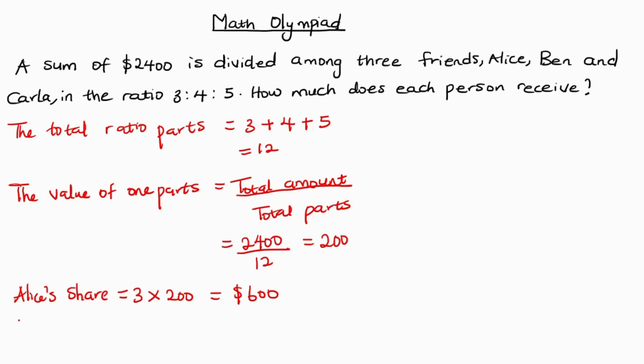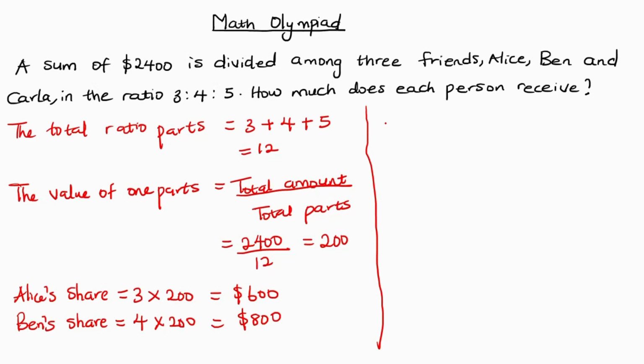So let's go on to Ben. Now for Ben's share, Ben's ratio from the question is 4. So we have 4 times the value of one part, which is 200. So 4 times 200 is going to give us 800. So Ben's share is $800.